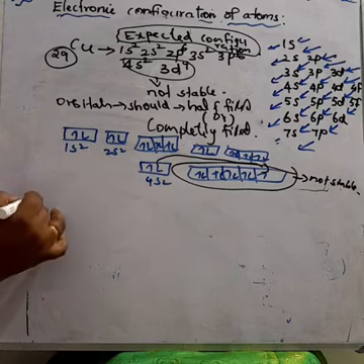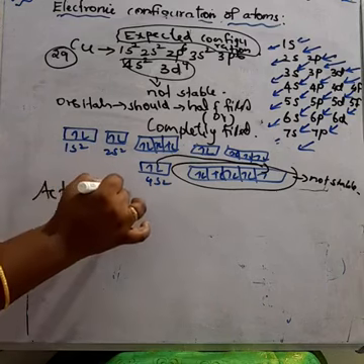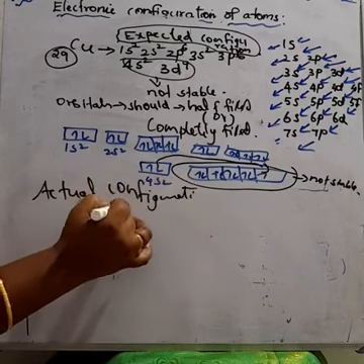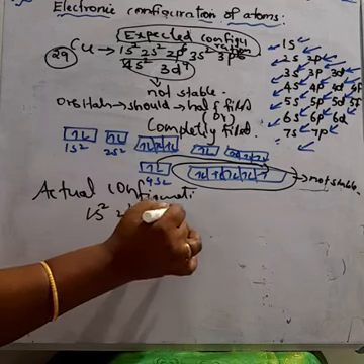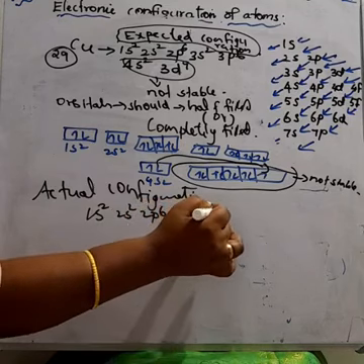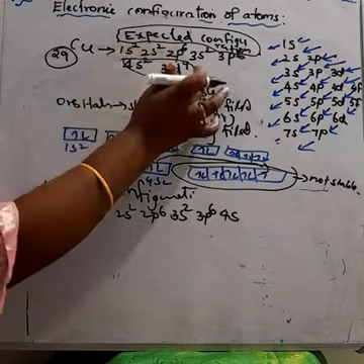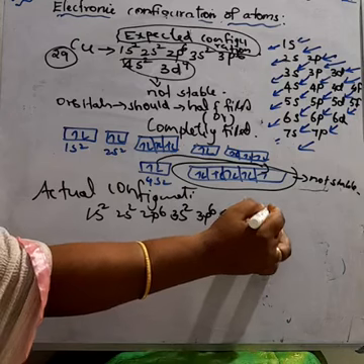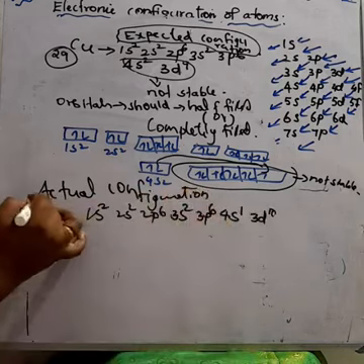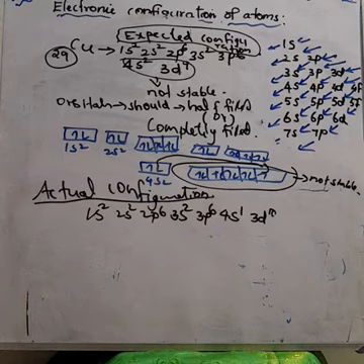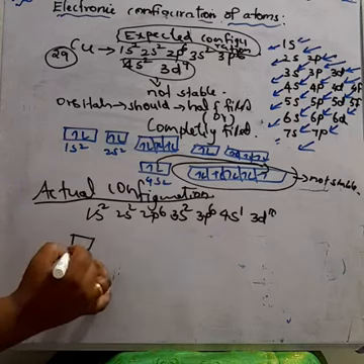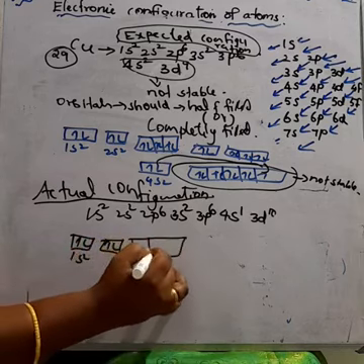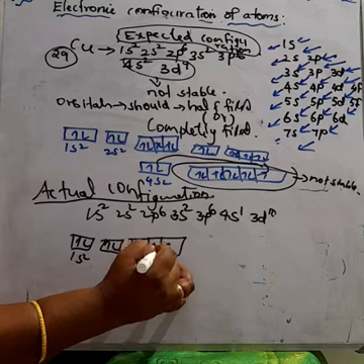But the actual configuration, how will you write it? 1s2, 2s2, 2p6, 3s2, 3p6, 4s2, and one electron from the s orbital goes to the d orbital. So we can write 4s1, then 3d10. How do you write the orbital diagram? 1s2, 2s2, 2p6, 3s2, 3p6.